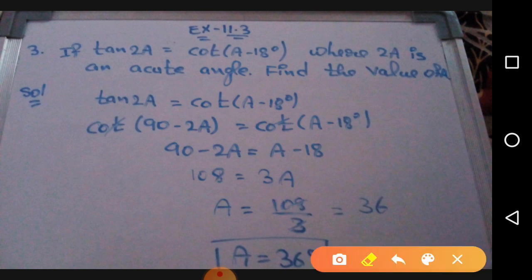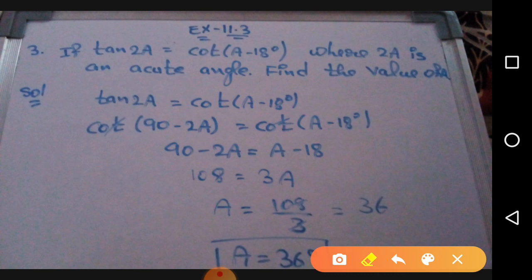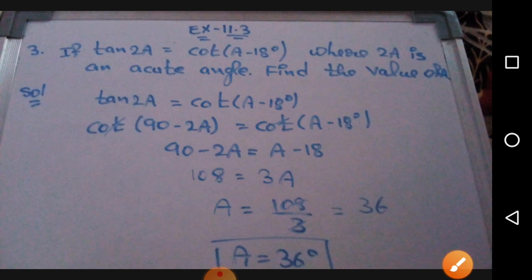Let's try to solve this one. Tan 2A equals cot of A minus 18 degree. Can we write tan 2A as cot of 90 minus 2A? Yes. And on the right side there is already cot, so cot and cot get cancelled, and we are left with 90 minus 2A equals A minus 18. Thus 18 comes on the left side, so it becomes 108 equals 3A, and this gets cancelled and we are left with 36. Thus the value of A is 36.